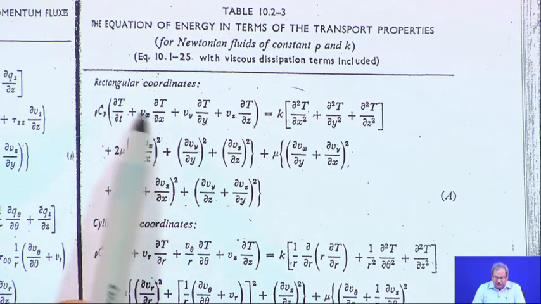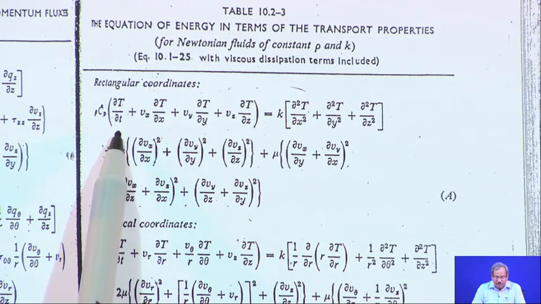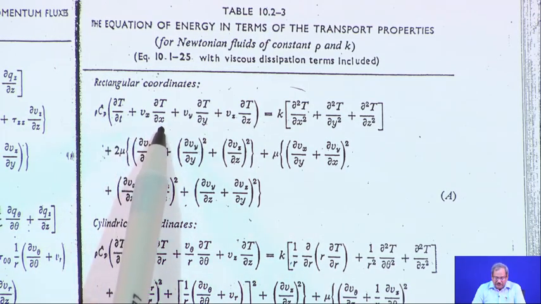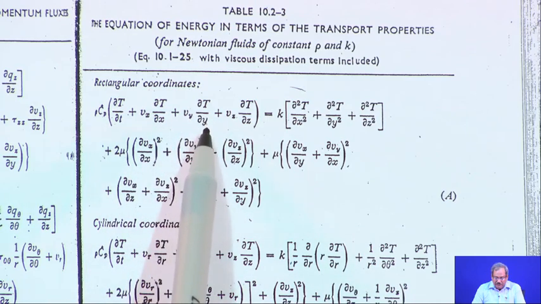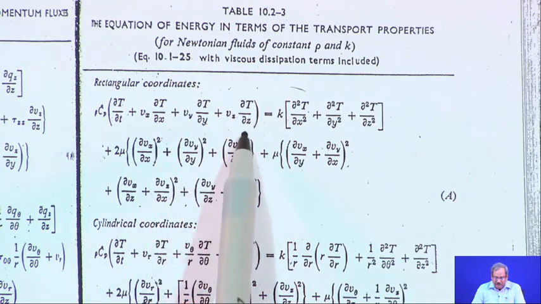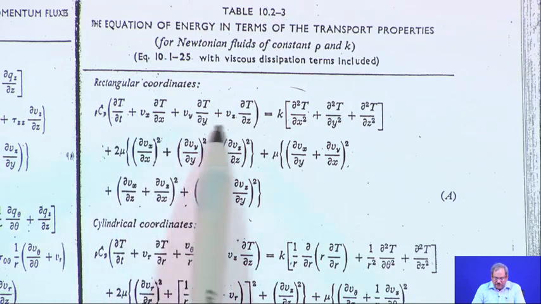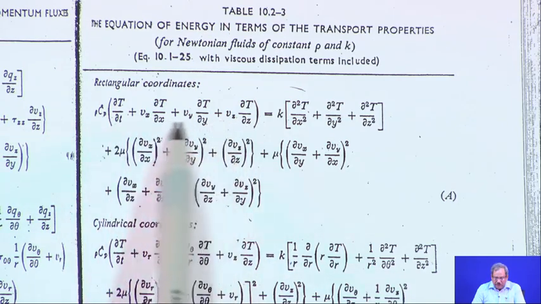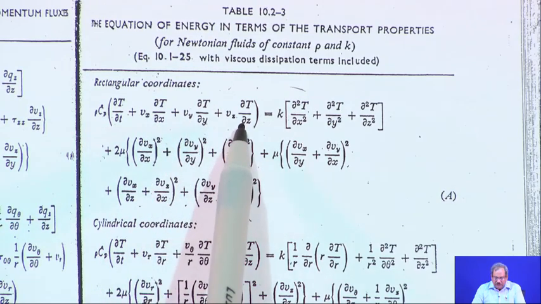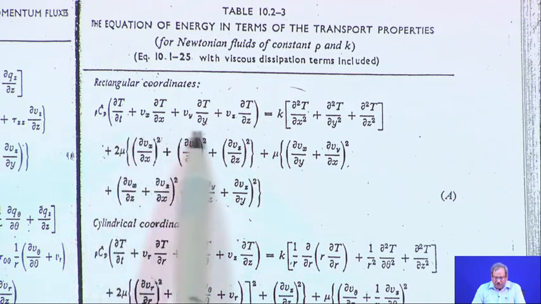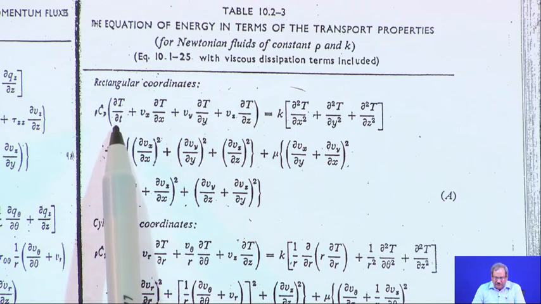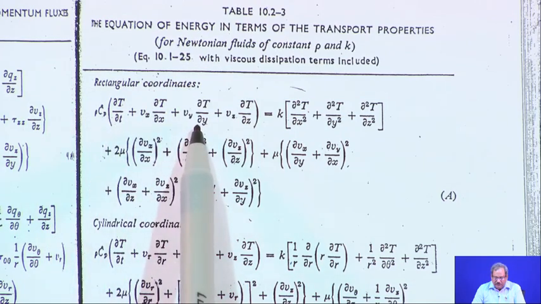Rho Cp del temperature by del time plus Vx times del T del x, Vy times del T del y, Vz times del T del z. So, you have a transient term and 3 terms which contain velocity. So, they must refer to convection. As I have shown you, the entire left hand side is a combination of transient effects and convective effects.